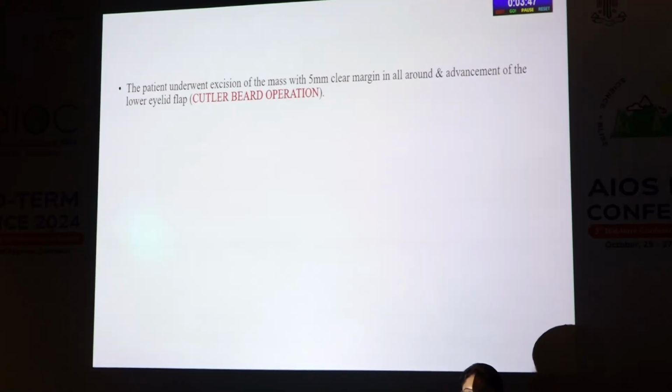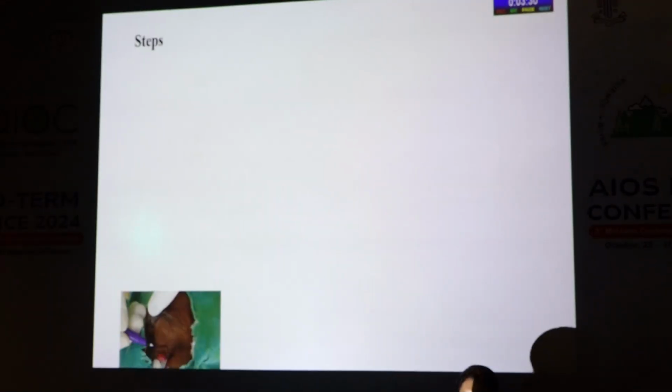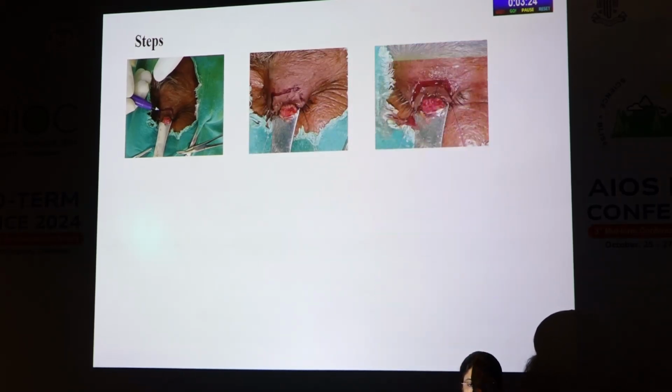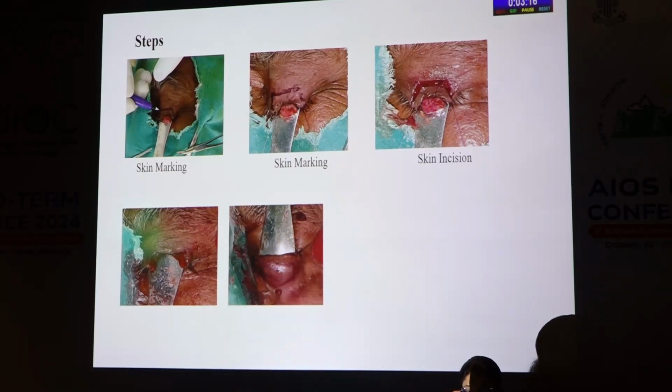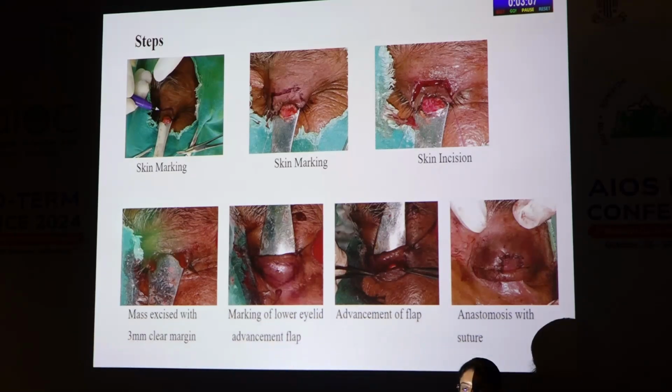The patient underwent Cutler-Beard surgery with excision of the entire mass with a 5 mm clear margin, then advancement of the lower eyelid flap and secondary reconstruction of the eyelid. First skin marking was done, traction sutures applied, skin incision done, and the entire mass with 5 mm clear margin was excised. Then marking of the lower eyelid advancement flap and incision were done, and the lower eyelid advancement flap was anastomosed with the upper eyelid.